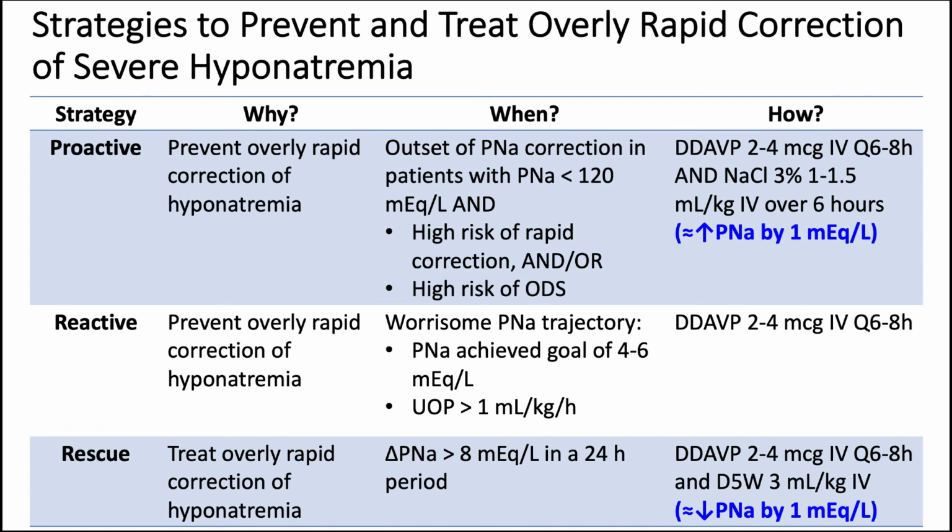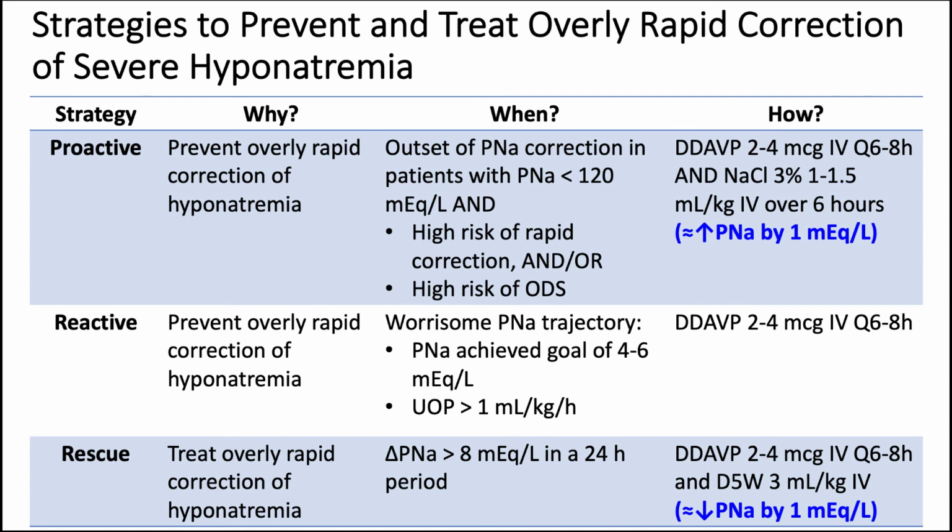And you use the DDAVP, the dose is 2 to 4 mics IV, Q6 to 8 hours, and you give hypertonic saline slow infusion. Now, the volume of hypertonic saline can be calculated by the different formulas that you know, sodium deficit formula, Adrogue-Madias formula, etc. But those formulas have been shown to be inaccurate in predicting sodium. So one simple way to estimate how much sodium to give is just do a simple weight-based calculation.